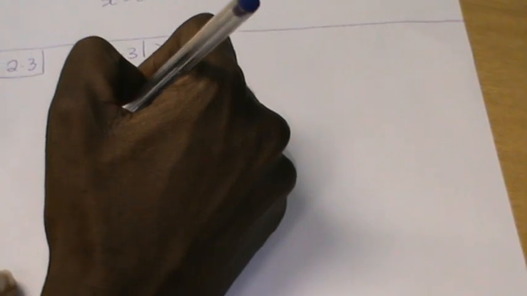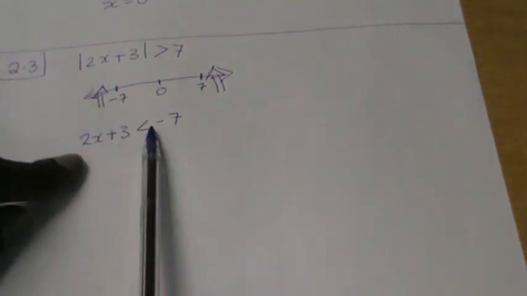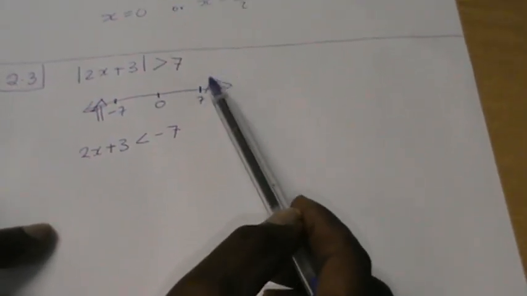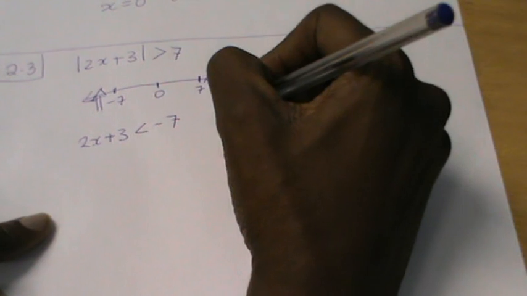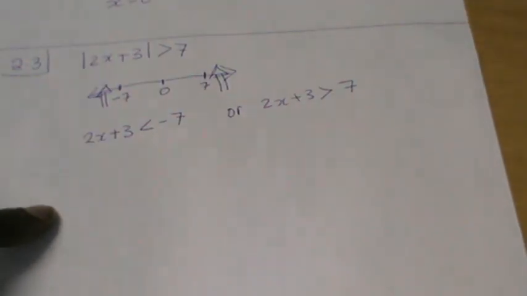So this 2x plus 3 should be less than minus 7, because it is on the left of minus 7. So I will say 2x plus 3 should be less than minus 7, because when I take the absolute value, that means I'm measuring the distance from where I placed it to 0. It is greater than 7. That's why I'm saying it's less than minus 7. It is on the left of minus 7. Or this 2x plus 3, for the distance to be greater than 7, should be on the right of 7. That means it should be greater than 7. So this is the second scenario, or 2x plus 3 is greater than 7.